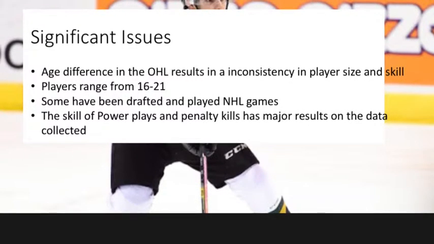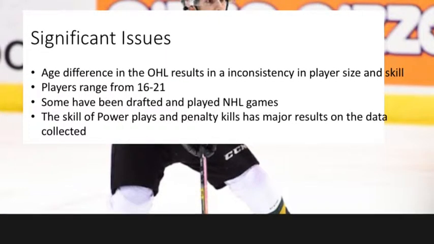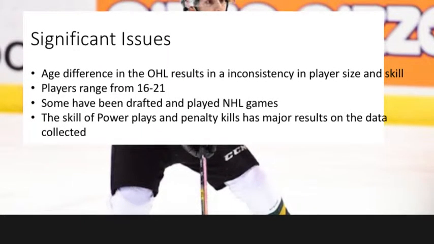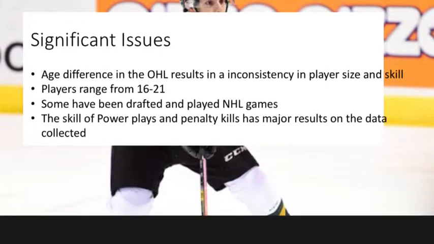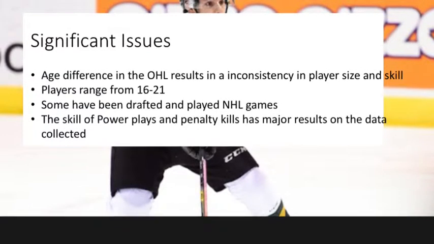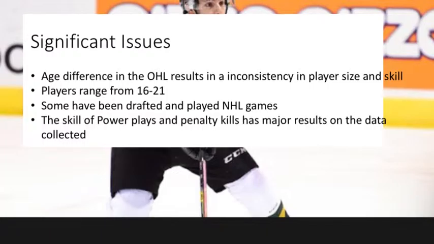These extraneous variables are significant because oftentimes the team has very little discipline and takes many penalties. They will have to be better on the penalty kill to remain competitive in the league.